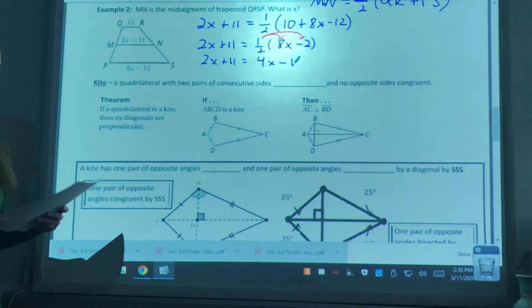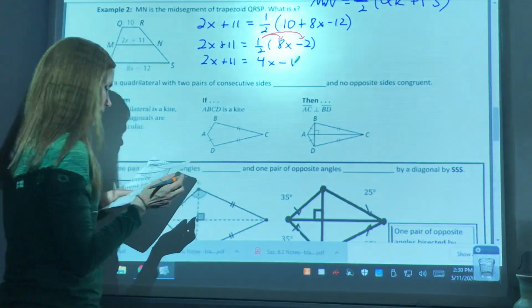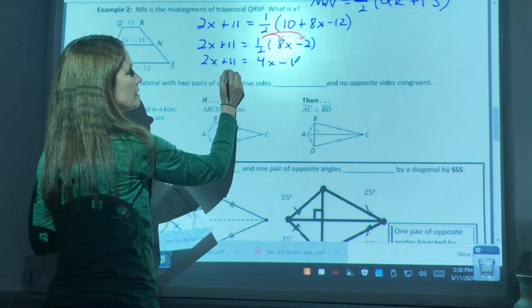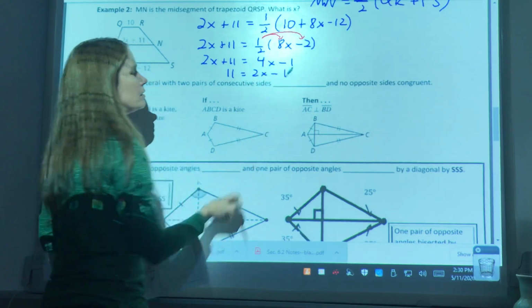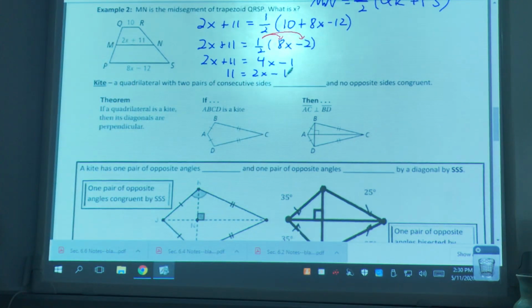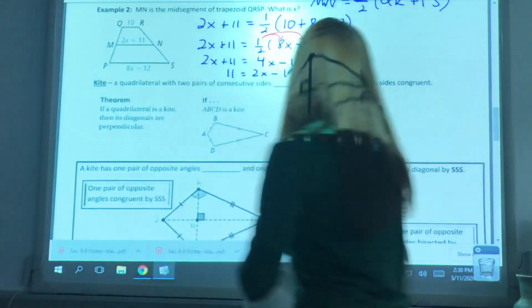From there, I can go ahead and subtract 2x from both sides. So I got 11 is equal to 2x minus 1. And then from there, I went ahead and added 1 to both sides.